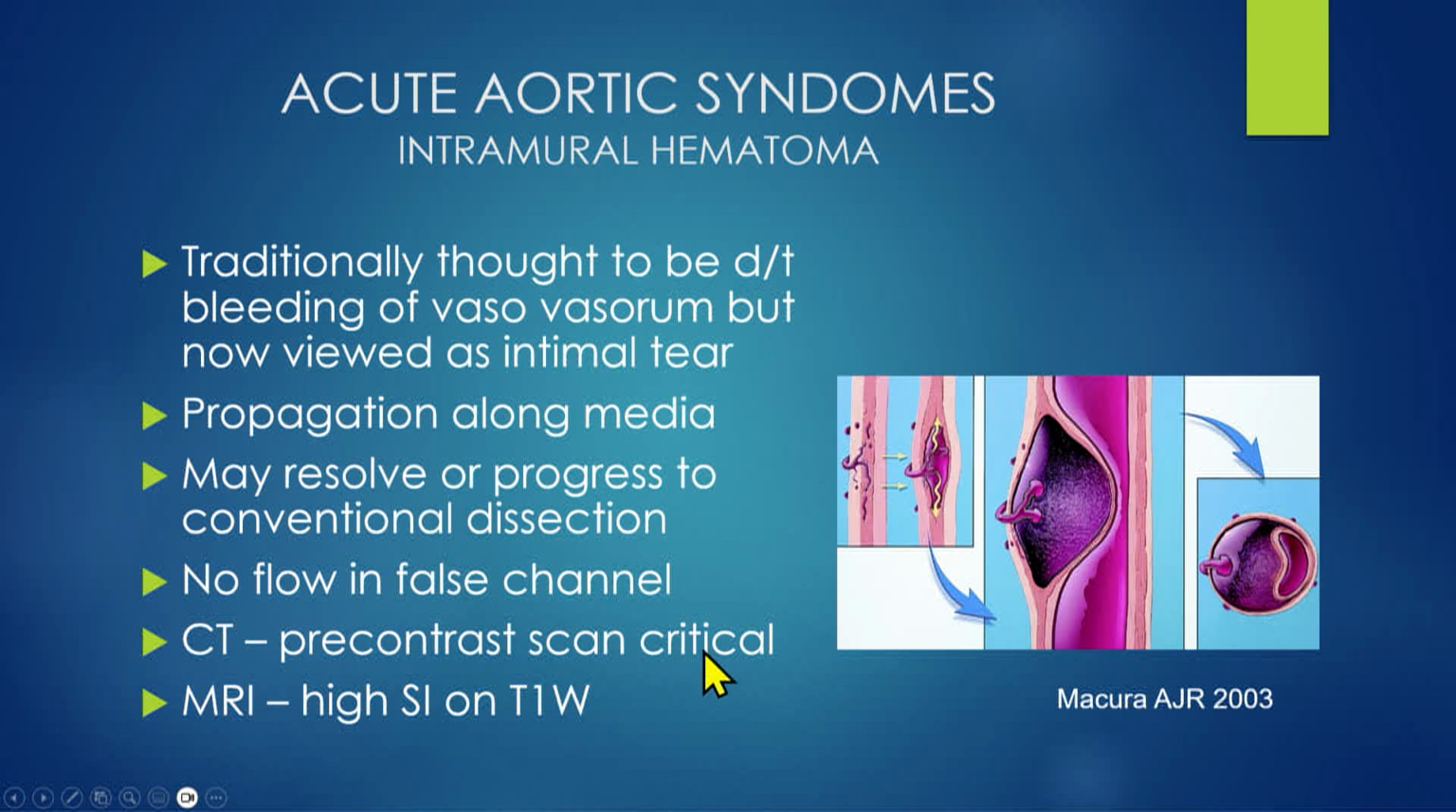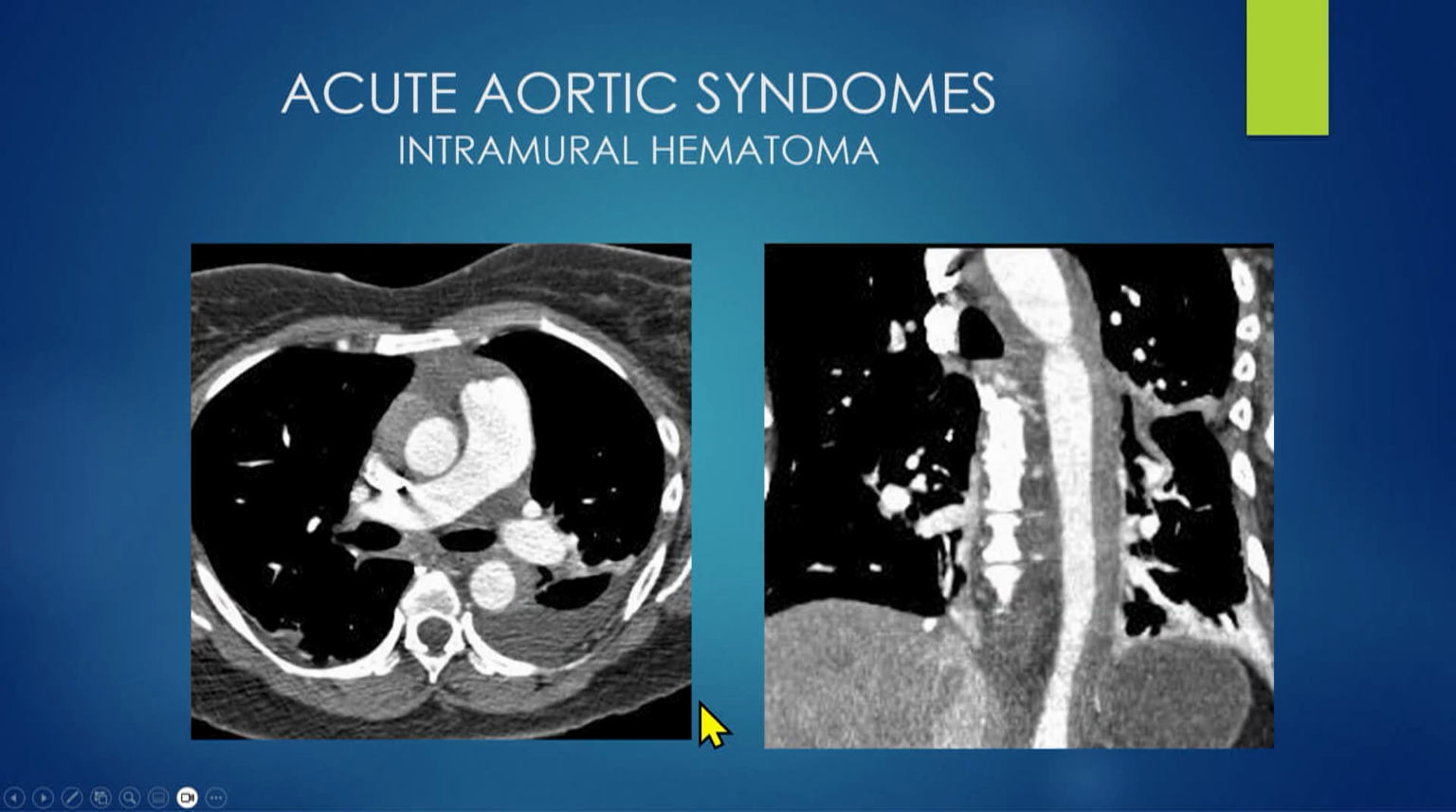Instead of a false lumen, you have bleeding into what would be the false lumen, into the wall, and propagation along the media, leading to a large area of wall thickening, which can be eccentric or sometimes circumferential. And if I didn't mention it, we always get a pre-contrast scan to look for intramural hematoma.